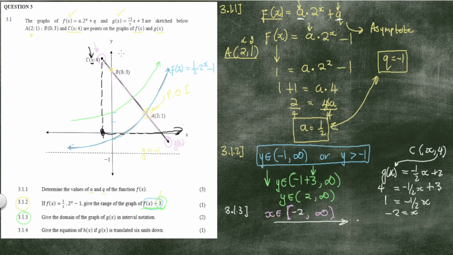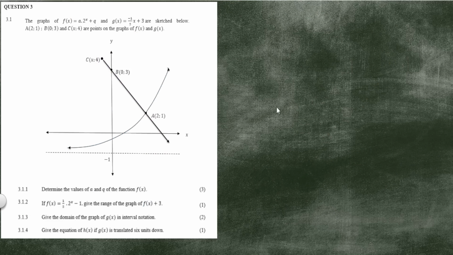Now this is our answer for 3.1.3. Okay, next question, 3.1.4. We have to give the equation of h of x if g of x is translated 6 units down. So this is g of x. g of x is equal to negative 1 over 2 x plus 3.